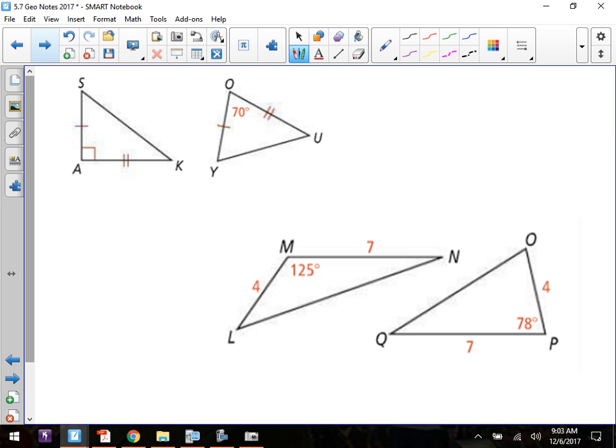On the other one, you have two sets of sides that are congruent. The angle in between them is not congruent, which means the side opposite the larger of the angles would be the larger of the side lengths. So in this case, which one is the larger side length in the second group?